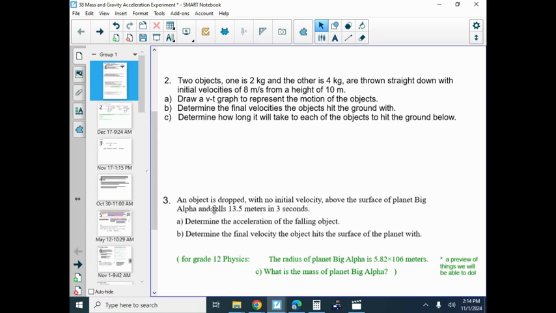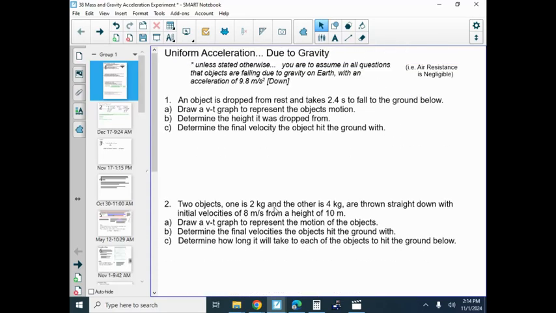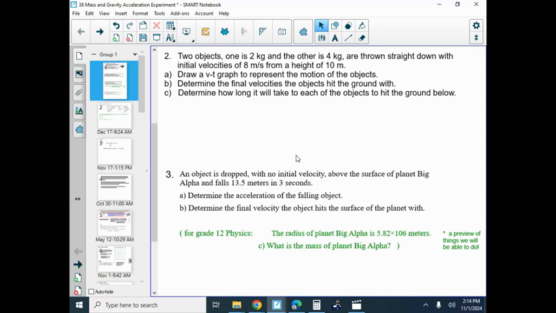And the other one is the different masses, different planets, different accelerations idea. So we have this planet, quote unquote, big alpha. The object falls 13.5 meters in 3 seconds, dropping with no initial velocity. Determine the acceleration of the falling object. Determine the final velocity it hits the ground with. In grade 12 physics, we'd be able to actually calculate the acceleration due to the radius and the mass of the planet and so on, just as a preview of stuff we'll be able to do in later physics courses. The actual equations for the force of gravity would be based on the radius and so on.